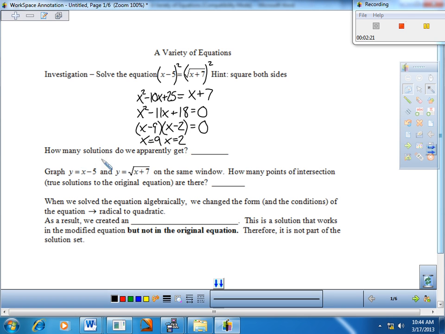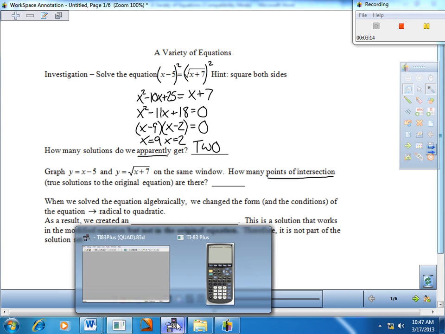It says, how many solutions do we apparently get? Based on my math, and I think I did all my math right here, it looks like we get 2 solutions, the 9 and the 2. Well, let's check them in action here. I'm going to do this graphically initially, and then we'll go back and look at the equation too. We're going to graph the left side of the equation, graph the right side of the equation, and find the points of intersection. Those points of intersection would be the solutions to the original equation. If I find where they're the same, those should be my solutions, right?